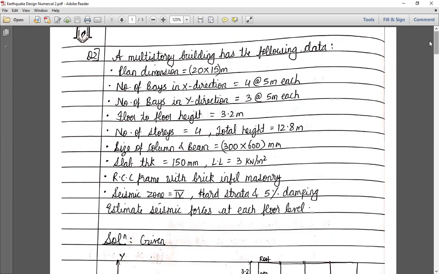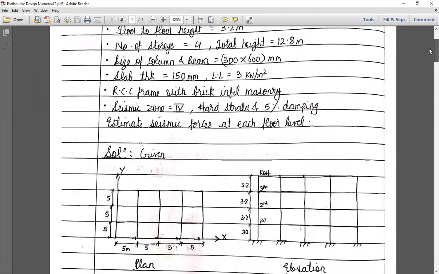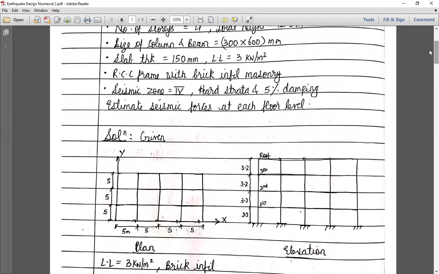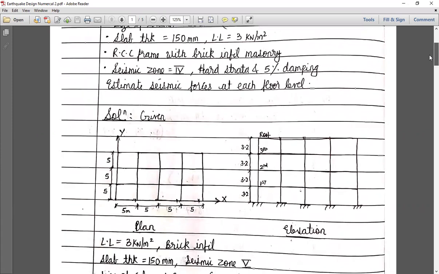We have to find out the seismic forces at each floor level, as we have done in the previous problem. Now let us go through the given data. This is what is given in the question. I have drawn the plan and elevation on the basis of the given data.